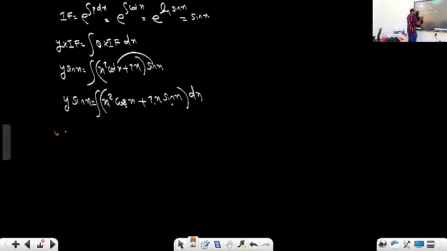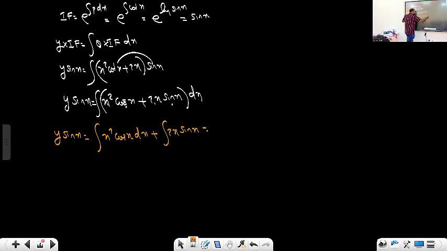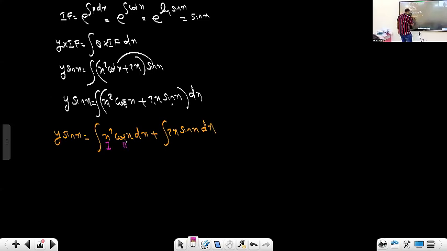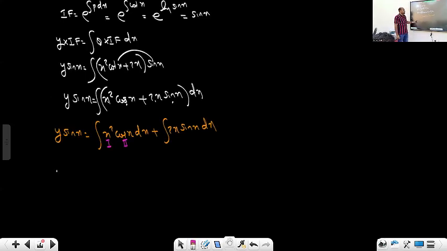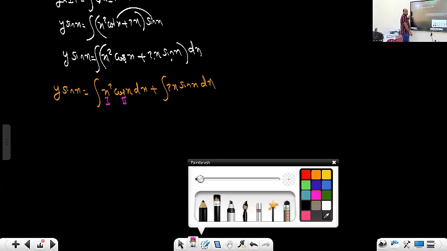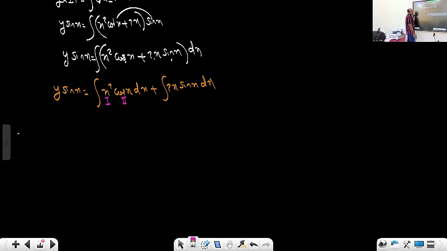y sin x equals integral x square cos x dx plus integral 2x sin x dx. You apply your highlight rule only for this. This is the first function, this is the second function. Let it be the second one. That will be getting cancelled. But the highlight rule is also given in the module, no? Into the results that we are finding.